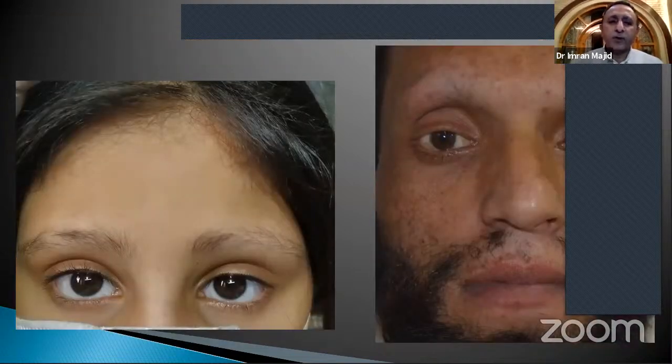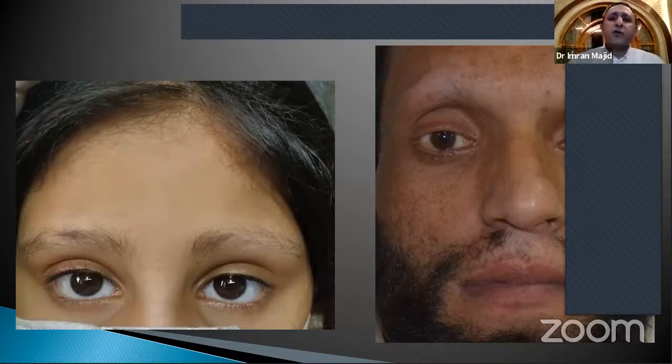And these are two photographs which denote alopecia areata. On the left hand side, you can see a young girl in whom the alopecia areata is limited to the eyebrows only. And on the right hand side, you have one patient in whom you have eyebrows, eyelashes, as well as mustache involvement with alopecia areata.